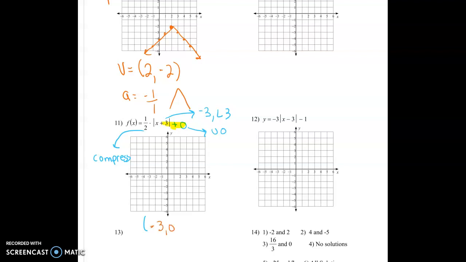But now I'm ready to graph it, and my vertex is again going here, negative 3 with 0. And then my slope is the 1/2. So I'm going to rise 1, run 2 to the right. And I kind of ran out of room on the graph, so I'll just put this much on there. And that is my graphing.